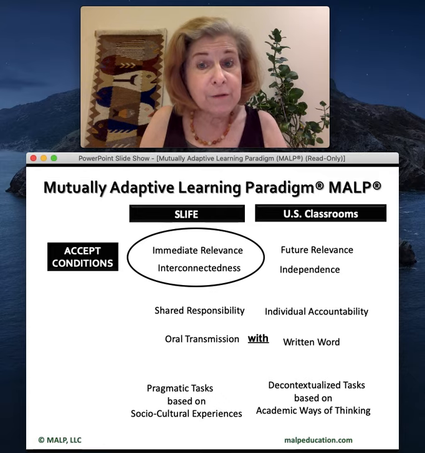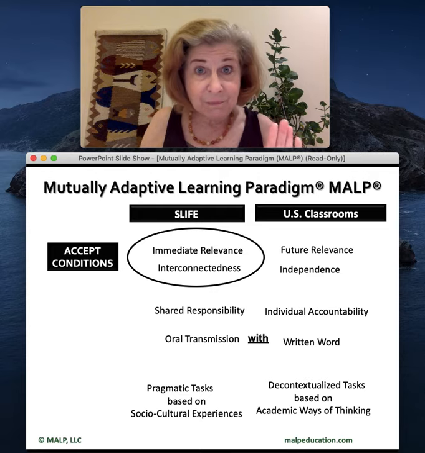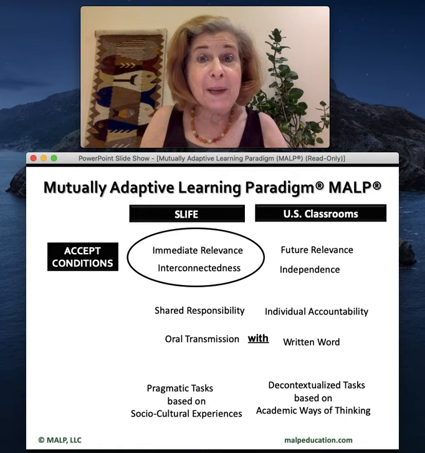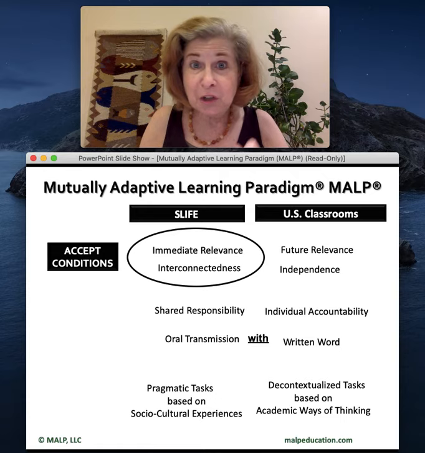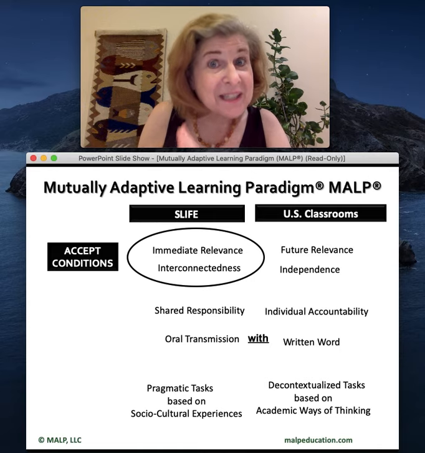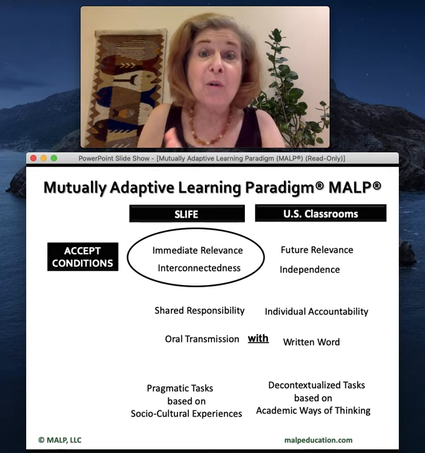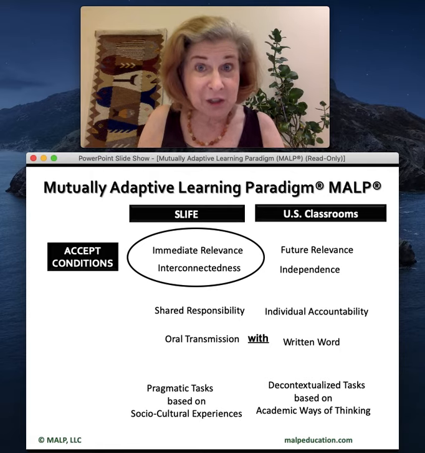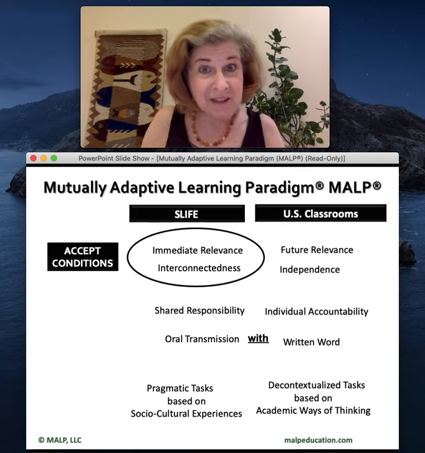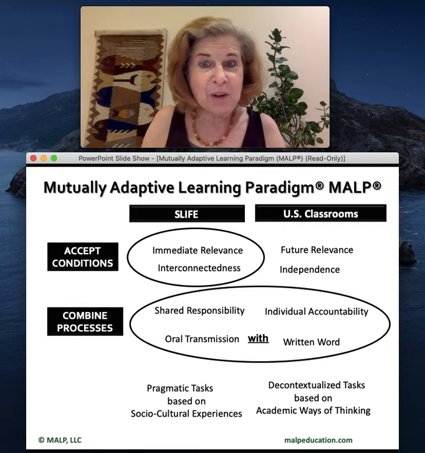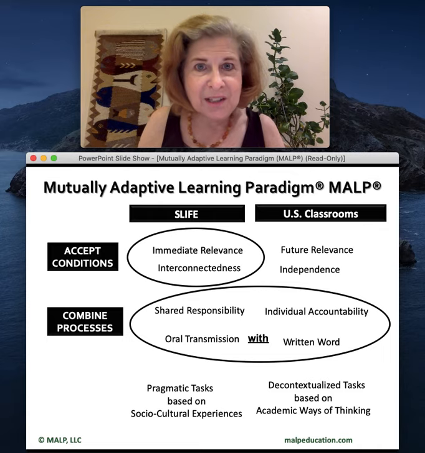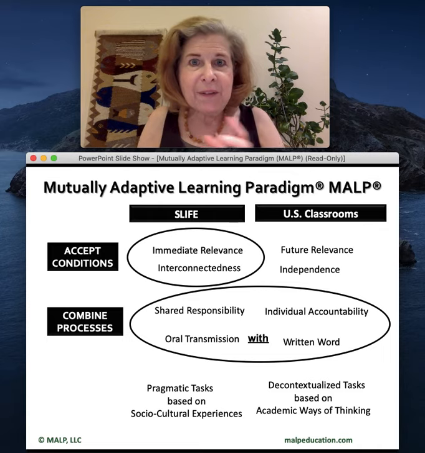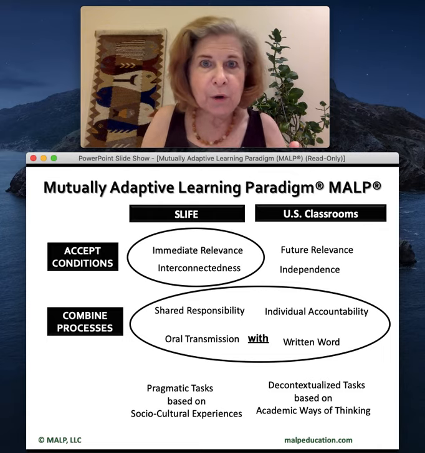So rather than focus on making them independent, which is not their priority, or making them think about their future, which is also not their priority, let's adapt in that direction. Okay, so we're going in their direction, toward their priorities, and also building relationships, because interconnectedness does that, right? Now, the second component is we're going to combine the processes. So we're going to get them so they can go back and forth and back and forth.